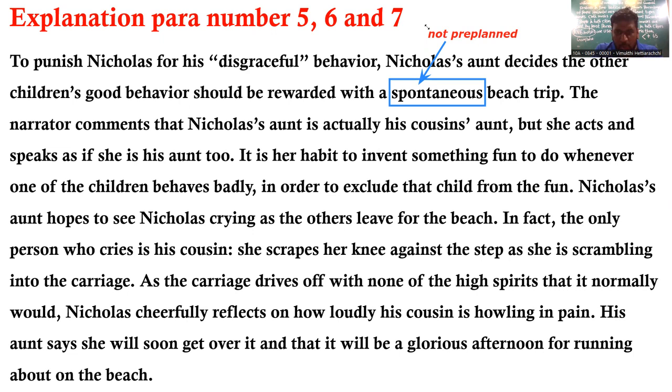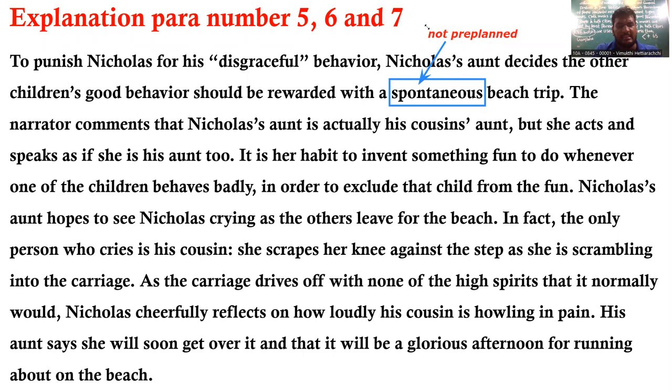So she did this not only for Nicholas, but also for the other children as well. Try to understand. Nicholas's aunt hopes to see Nicholas crying as the others leave for the beach. So she expected Nicholas to cry, but only a few decent tears actually came from his eyes. Nicholas did not cry. In fact, the only person who cries is his cousin.